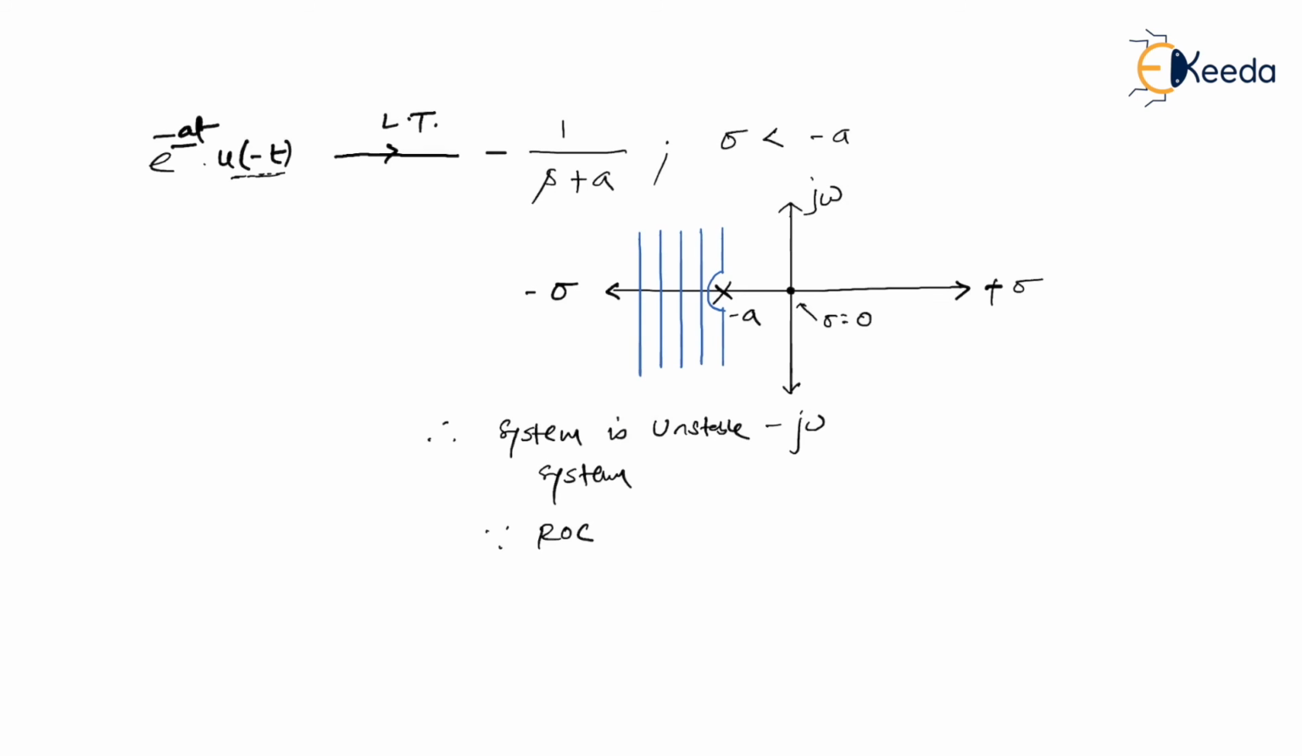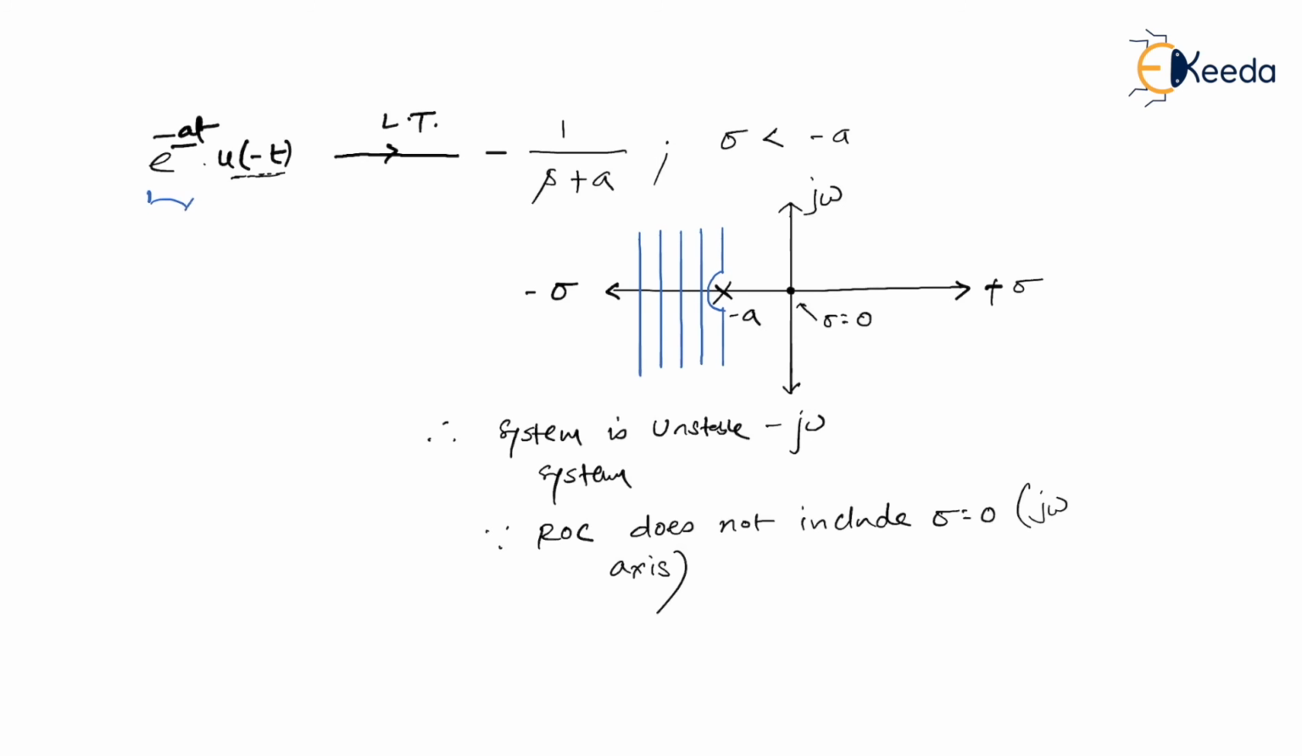Since ROC does not include j omega axis. Am I right? And even in time domain also I can prove it very easily. Now the question is, do you think a Fourier transform is existing for this? So if you remember, a Fourier transform for this is also not existing, because if you see a time domain response, it would be like this.